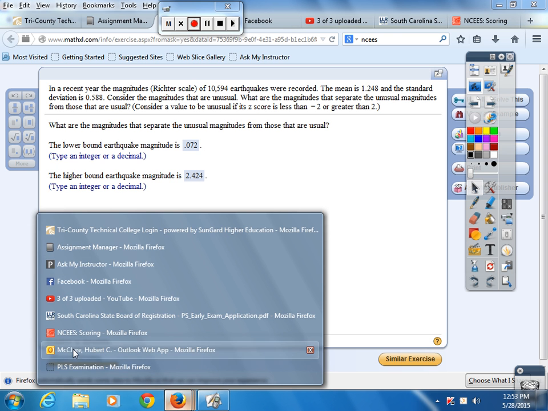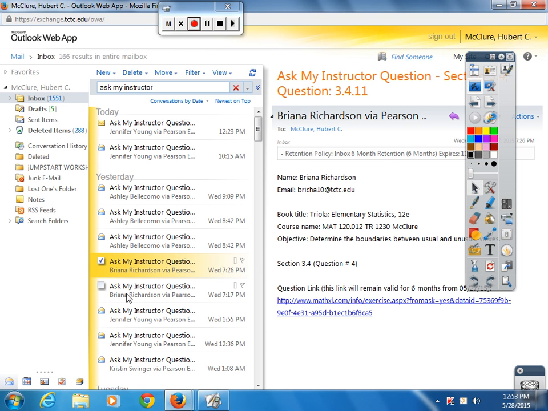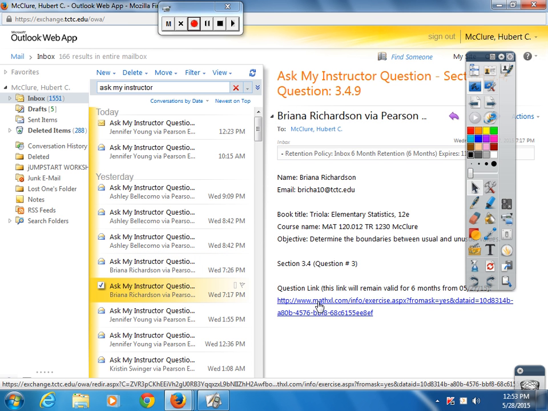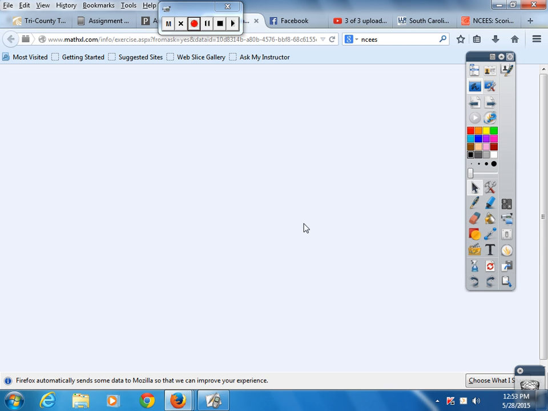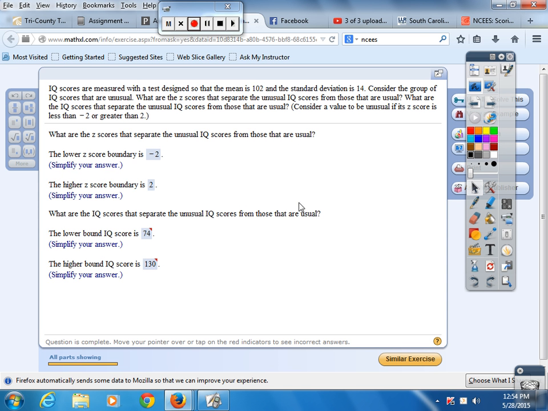Next question. This one is 3.4 number 9 out of 3. I'm going backwards, but you'll be all right. An IQ test measured a mean of 102 and a standard deviation of 14. Let's go ahead and draw the bell curve because that's what you're going to be doing.